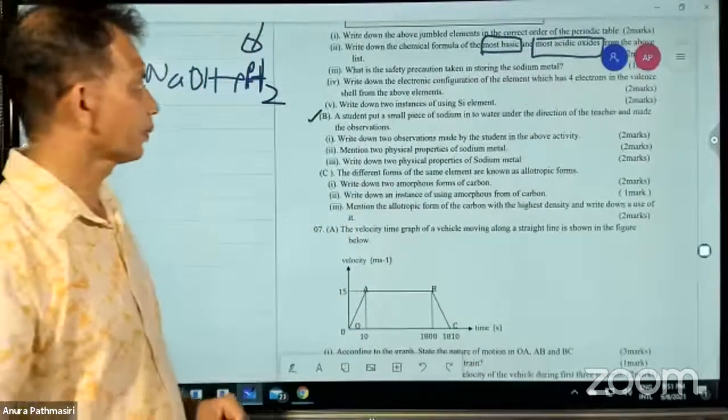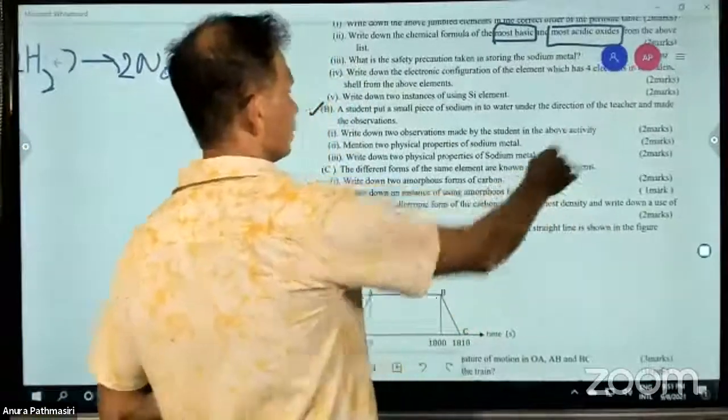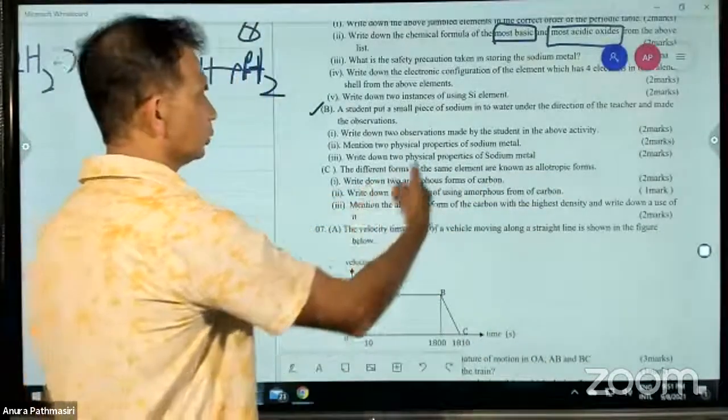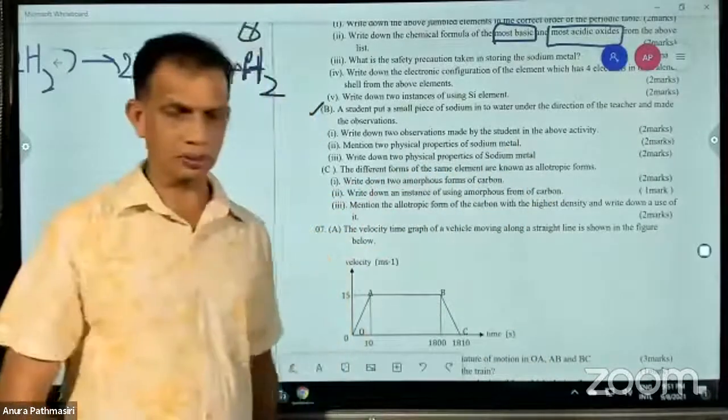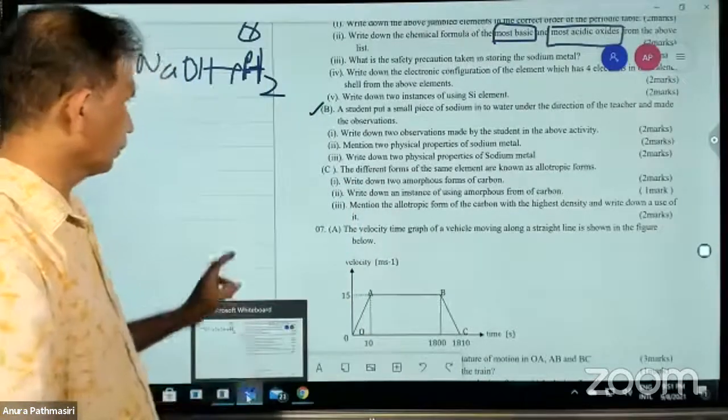Okay. Write down the observation made by the students in the above activity. Mention two physical properties of sodium metal. What's the first one for your answer? Write down the observation.